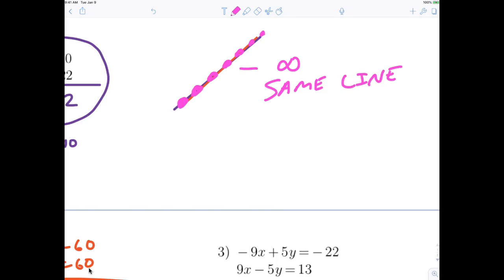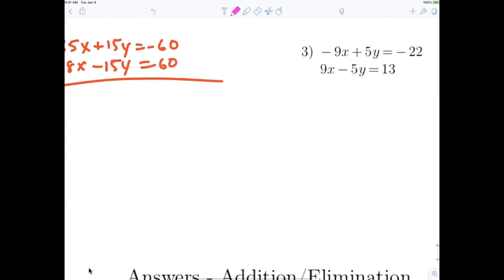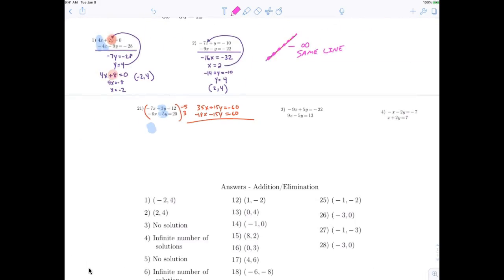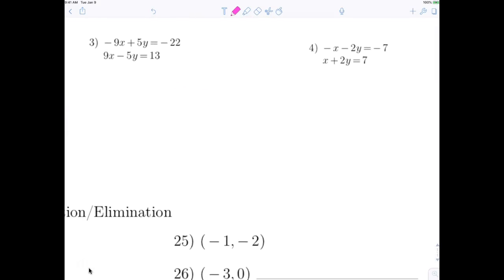Parallel lines have no solutions. What? So if you didn't have an X or a Y, no, I did not say that. We're going to demonstrate right now exactly what I mean. All right, so I now want everybody to find your question 3 and 4.